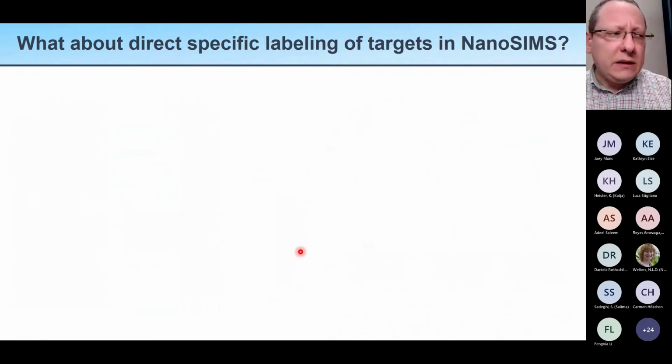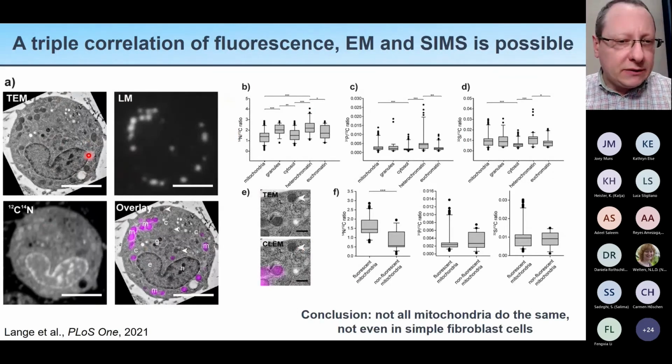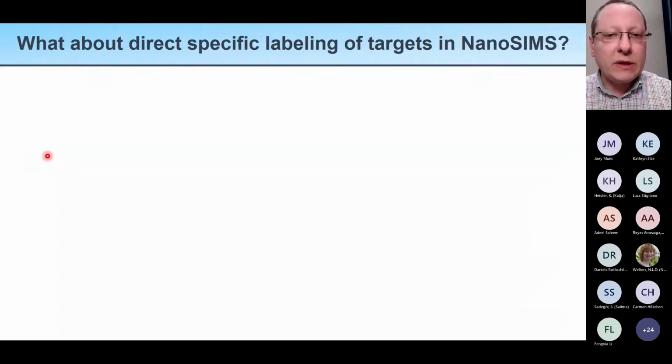So now let's switch gear a little bit. All of these things are correlative techniques. You correlate to get some sort of idea about what is being labeled. I love the correlation to EM. I think it's the best thing you can do. You get an enormous amount of information, but let's say you don't want to correlate. Not everybody wants to use several instruments for one question.